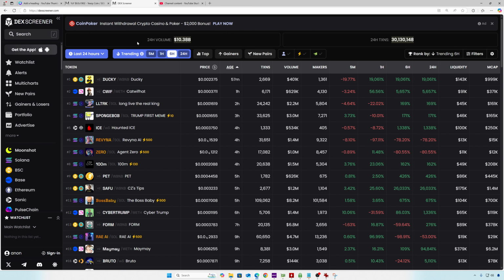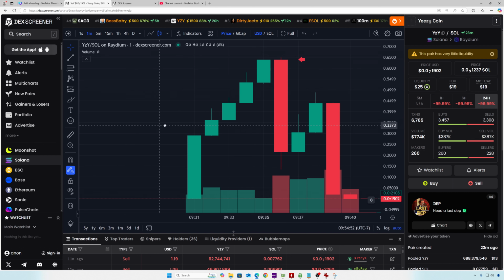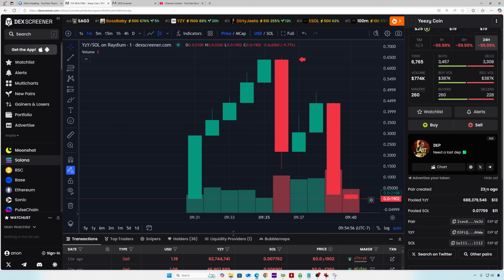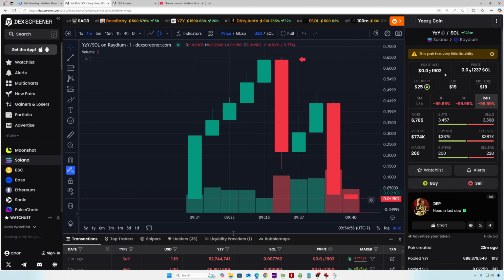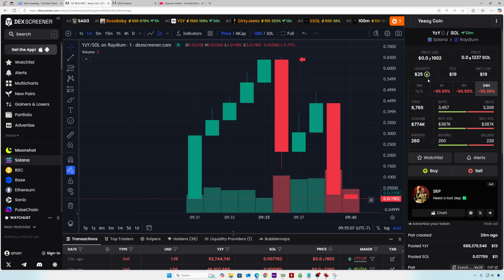All right, guys? So we're going to use this coin as an example here. This coin YZY, all right, created about 23 minutes ago. Now, what do you guys see here in the top right-hand corner? Now, obviously, right now there's a warning. This pair has very little liquidity, but that wasn't always there. This pair had decent liquidity, but it got pulled out.